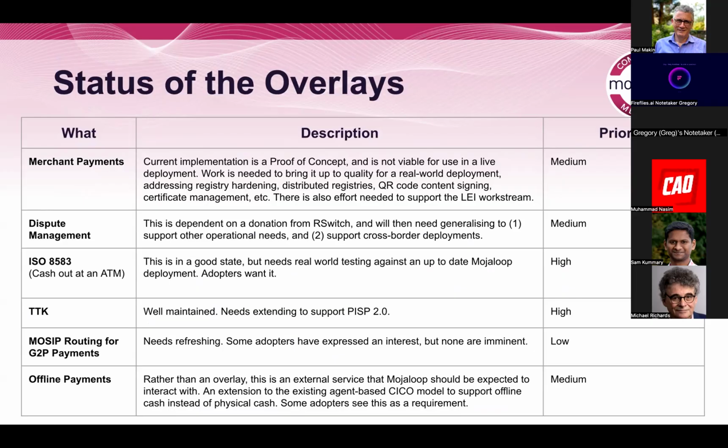It will generate QR codes. It will route payments to those QR codes. But it's a proof of concept. It's not viable for use in a live deployment, and work is needed to bring it up to quality for a real-world deployment. And also, there's effort needed to support the LAI workstream, some of which has already been done, but we need still more. Yeah, I'll share this presentation later for those who are interested.